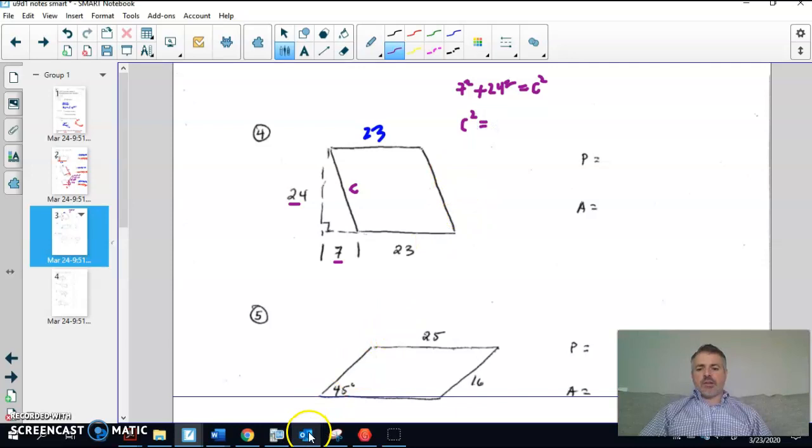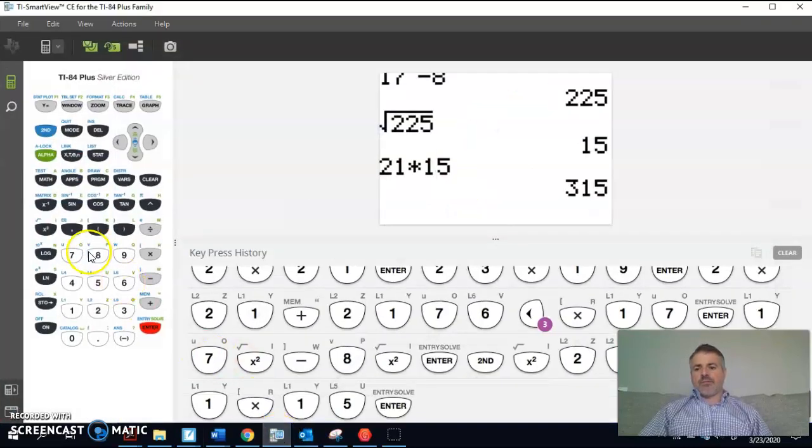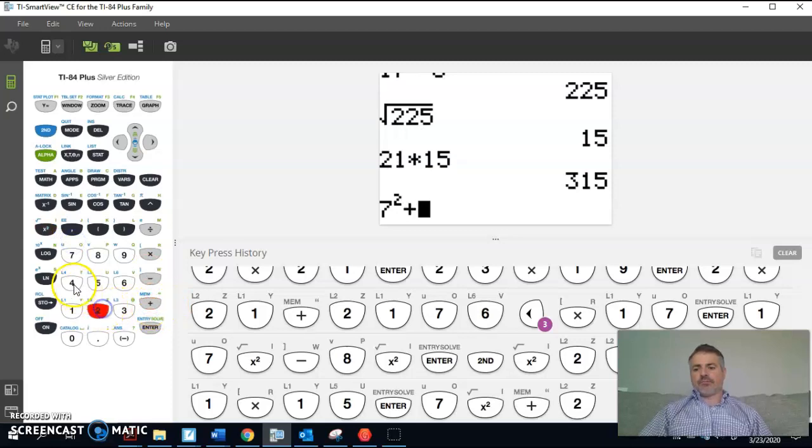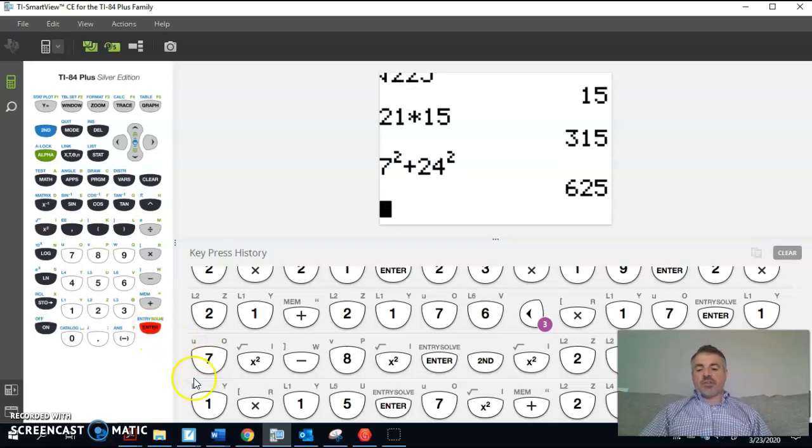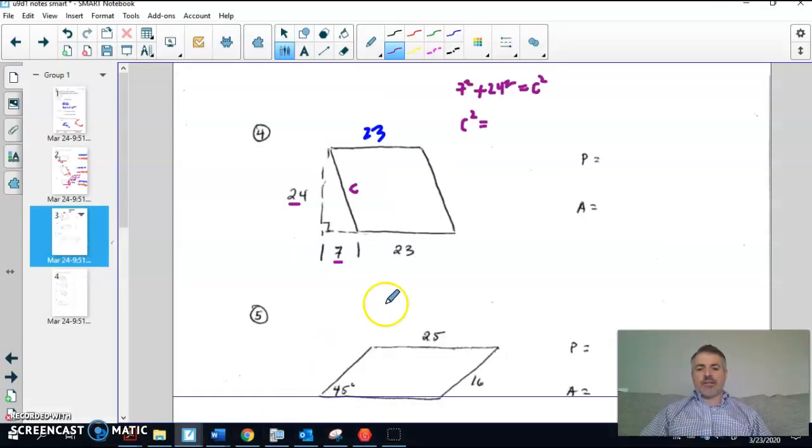So let's go to the calculator now. 7 squared plus 24 squared, and I end up with 625. So that means c squared is equal to 625. So like I did in the previous problem, to get rid of that squared on there, I must square root both sides. So I'm going to square root this side, and I'm going to square root that side. So when I do that, I should end up with the side that I need to find the perimeter with.